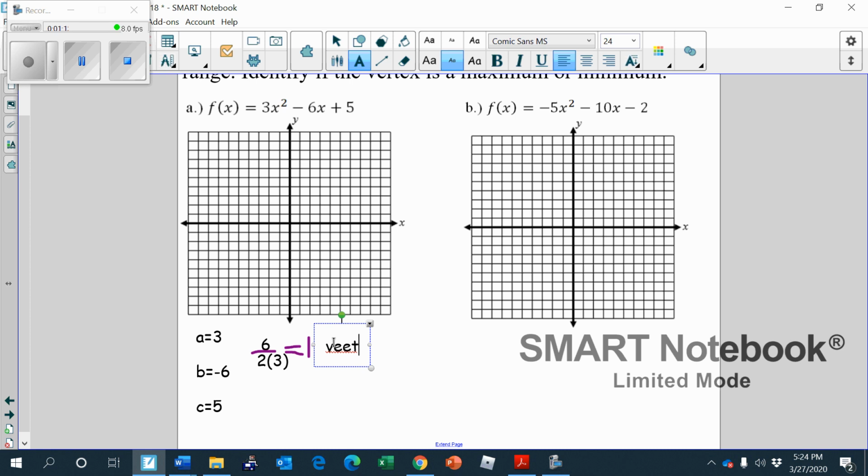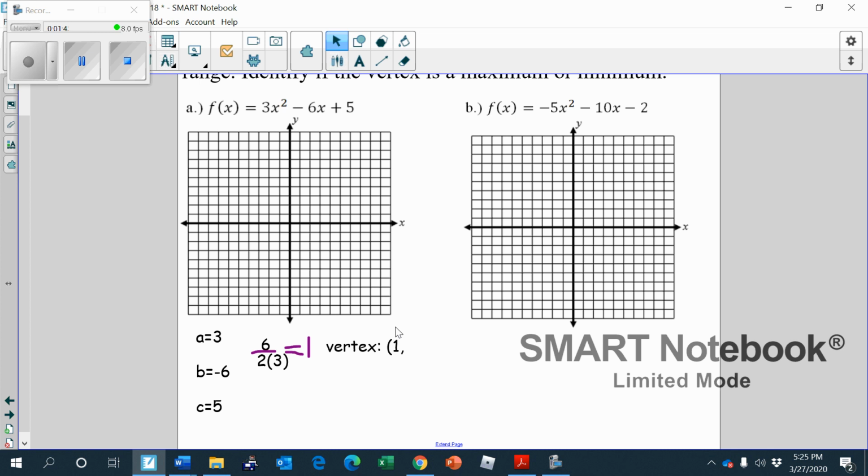Our vertex starts as 1. Okay, sorry guys. So the vertex is 1 comma. Let's plug in 1 to our original equation, right? So when we do that, we get 3 times 1 squared plus -6 times 1 plus 5, and you're going to get 2 there. So let's make sure you get 2 in your calculators, and you do. You get vertex is 1 comma 2.